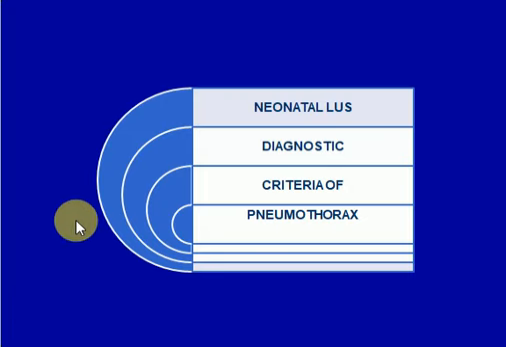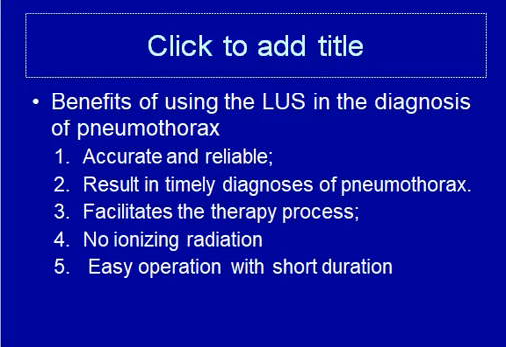Now we are talking about diagnostic criteria of pneumothorax by using lung ultrasound. What is the benefit of using lung ultrasound in diagnosis of pneumothorax? It is accurate, reliable, results in timely diagnosis of pneumothorax, facilitates the therapy process, has no ionizing radiation, and is easy to operate with a short duration.